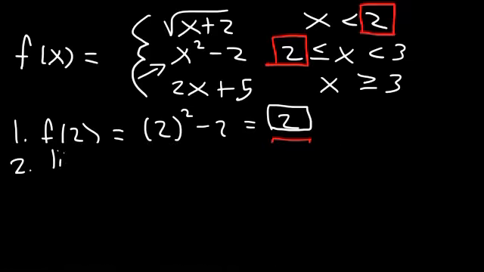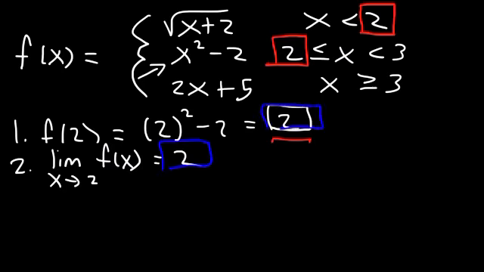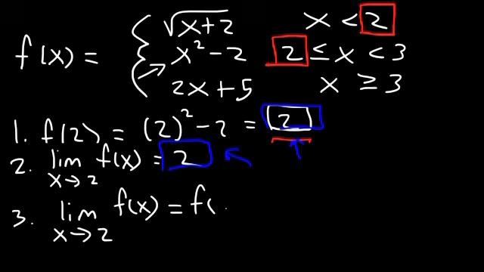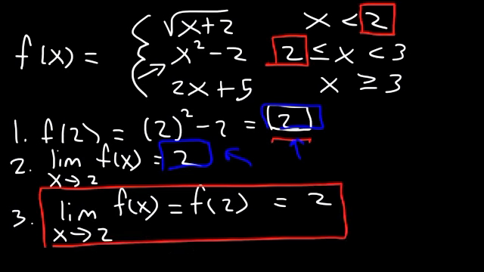So we could say that the limit as x approaches 2 from either side of f of x is equal to 2. Now notice that these two are the same. So now we can make the statement for step 3 that the limit as x approaches A, or 2, of f of x is indeed equal to f of 2 because they both equal 2. So therefore, the function is continuous at x equals 2.